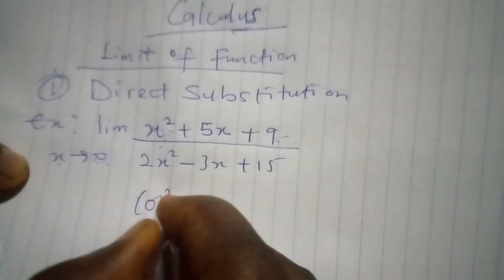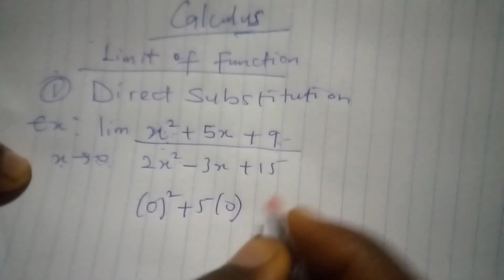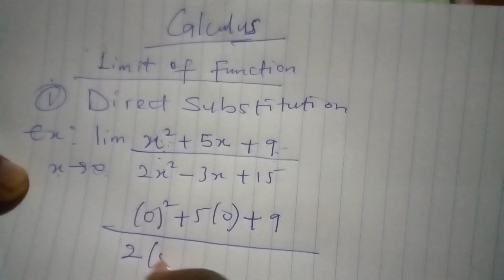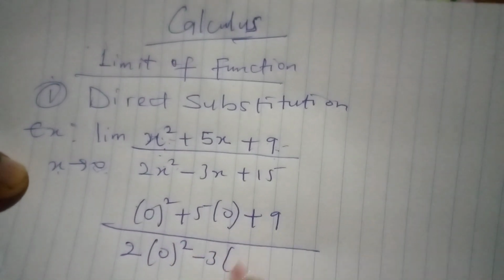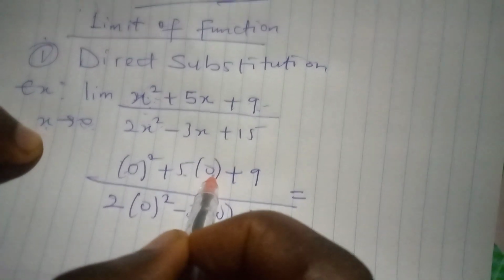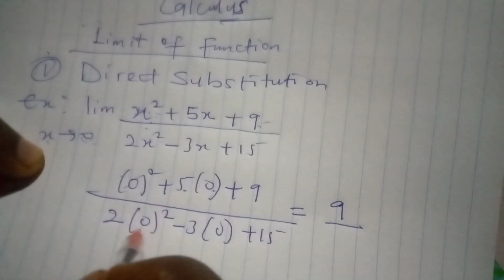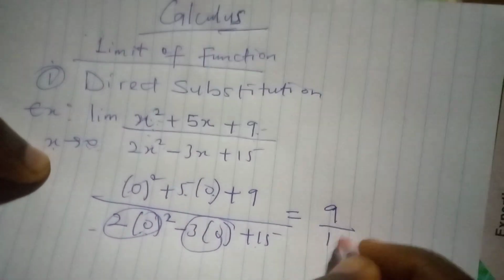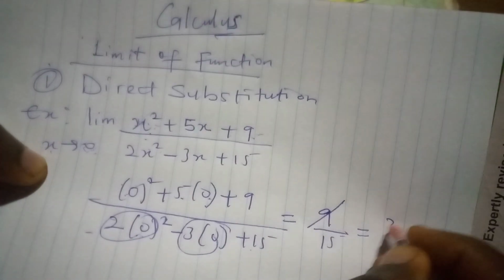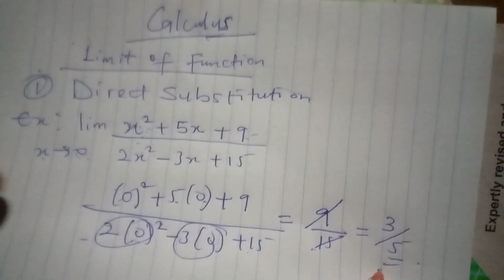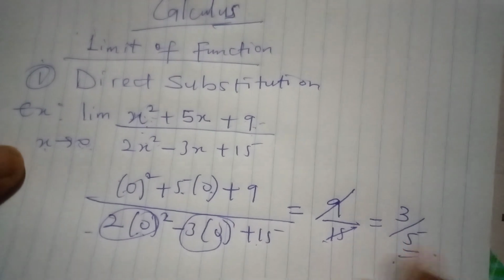anywhere I see x, that will give me 0 squared, that is 0. 5 times 0 is 0, that is 9. This one has turned to 0 squared, that is 0. This one has turned to 0, so you have 15. 9 over 15, that is 3 over 5. That is direct substitution.